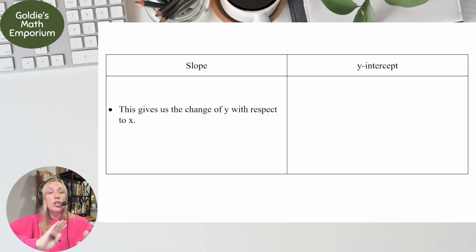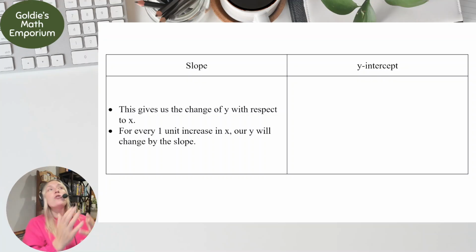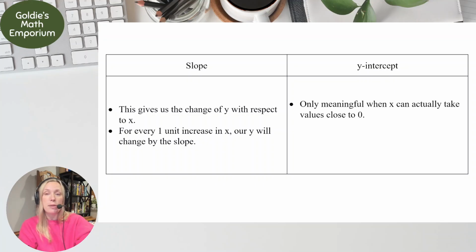Okay, the slope, remember, gives us the change of y with respect to x. So interpreting the slope usually comes by saying for every 1 unit increase on our x, our y is going to change by the slope. That slope could be a positive change or it could be a negative change. And when we interpret the slope, we want to put the context that goes along with that, including the units and including what the variables are measuring. So interpreting slope is going to be big.